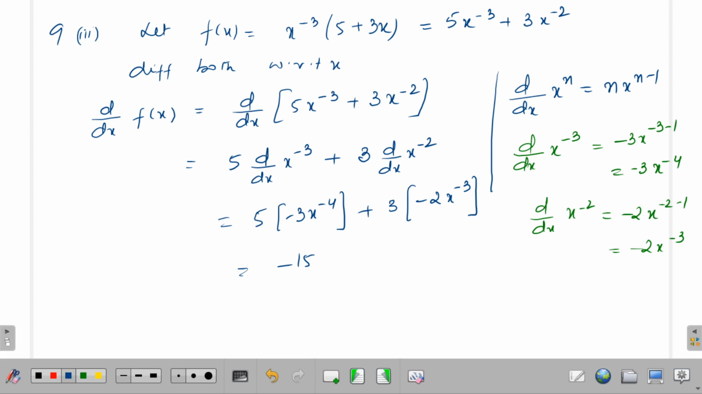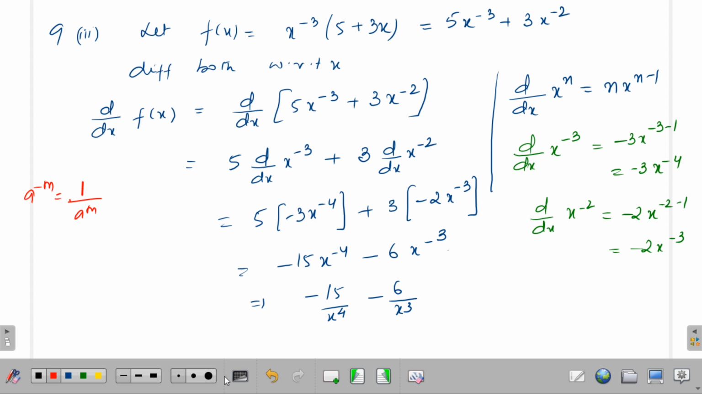So the answer will be 3, and I'll get here minus 2x to the power minus 3. Which is minus 15 x to the power minus 4 minus 6x to the power minus 3. In short, I'll get the answer 15 by x to the power 4 and minus 6 by x to the power 3, because a to the power minus m is nothing more than 1 divided by a to the power m, which one I'm simply writing.